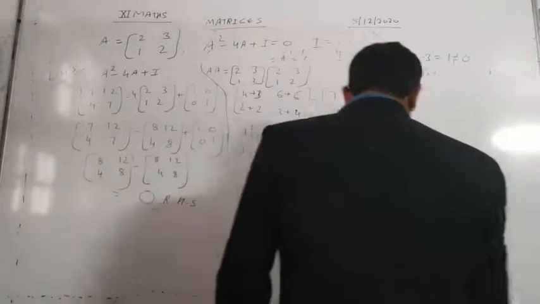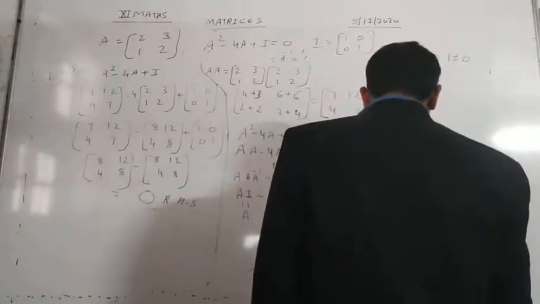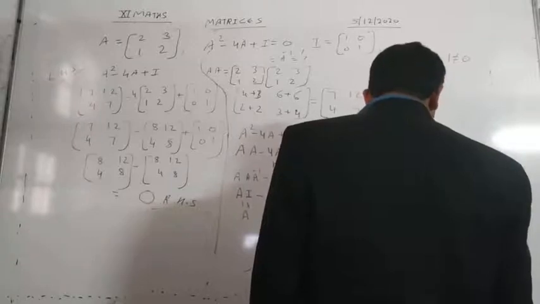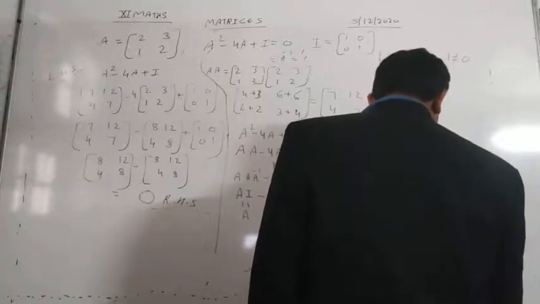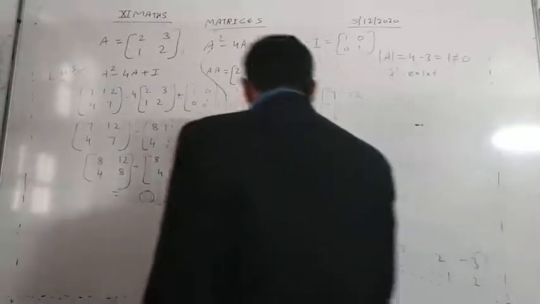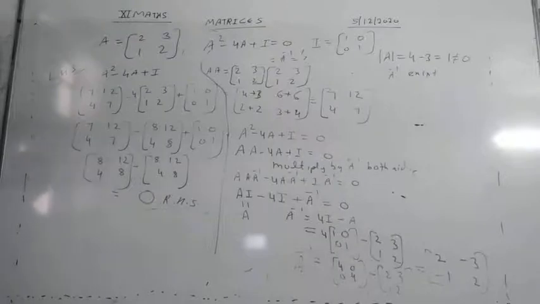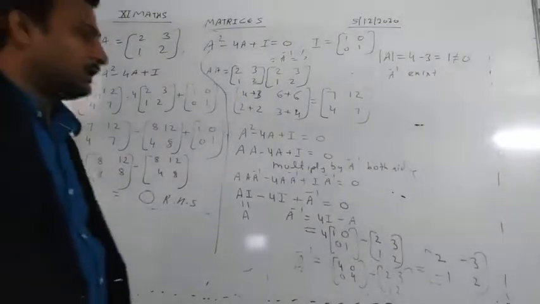So A inverse will be what? 4 minus 2 is 2, 0 minus 3 is minus 3, 0 minus 1 is minus 1, 4 minus 2 is 2. So A inverse will be 2, minus 3, minus 1, 2. So this will be our A inverse. I hope you understand, students.